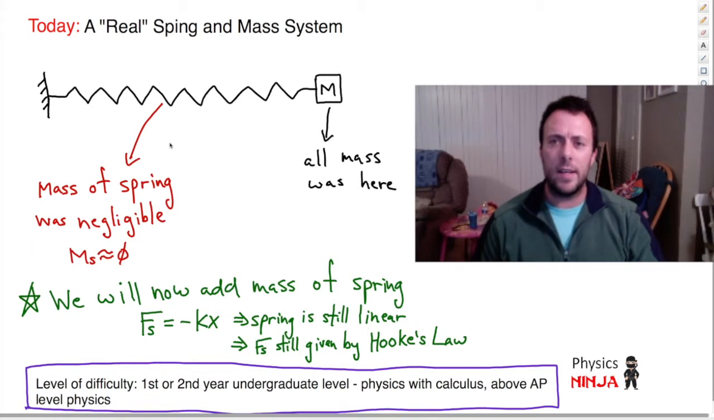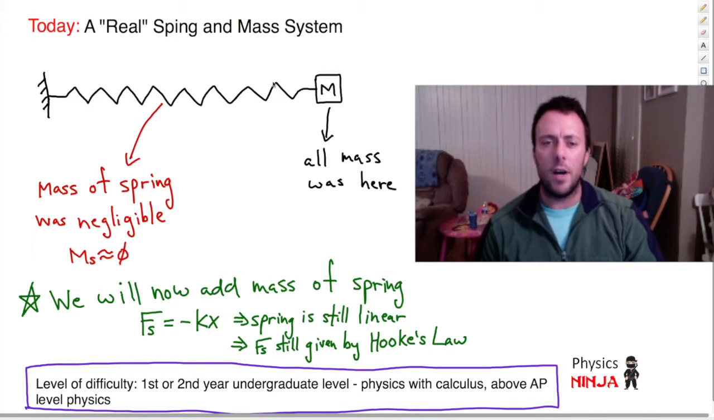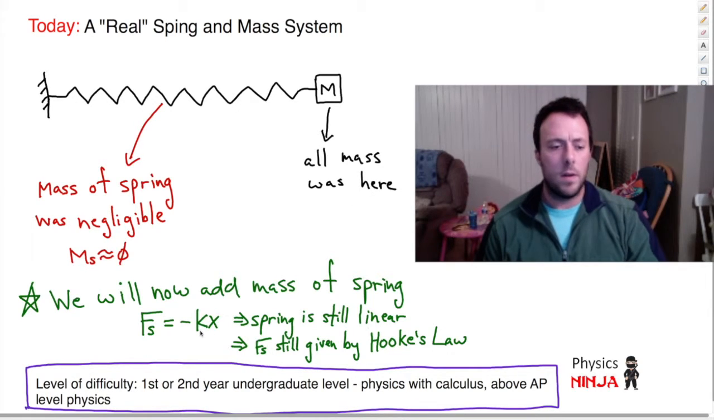So it's pretty exciting. This is not a problem you typically find in undergraduate textbooks, but it's certainly at the right level. Even though we're adding the mass of the spring, we're still going to assume that the force of the spring is linear, and the force of the spring onto the mass is given by Hooke's law. So the level of difficulty of this problem, I would say, would be first or second year undergraduate level. Probably something involving physics of calculus, and I think it would be slightly above AP physics level. Okay, so let's get started.